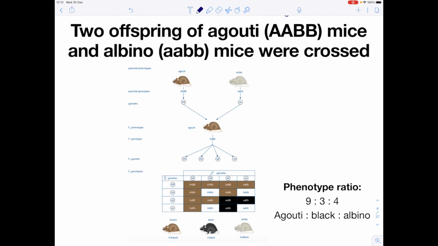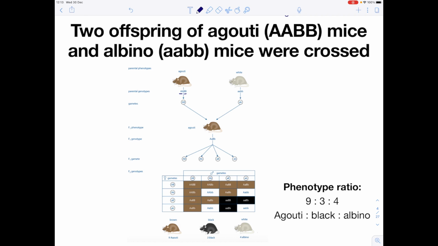Now let's look at a cross. We're looking at the offspring of an agouti AABB mouse, and we're crossing it with an albino mouse. So let's look at the situation. We know that we needed either big B, small b, or big B, big B in order to allow the expression of the agouti genotype. So we've got our agouti mouse there.